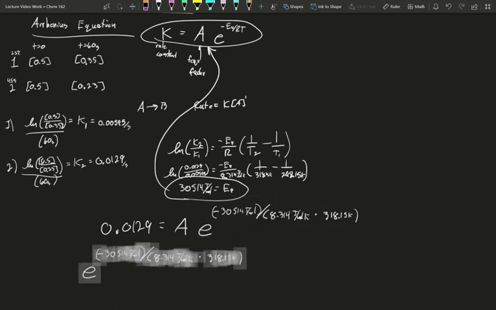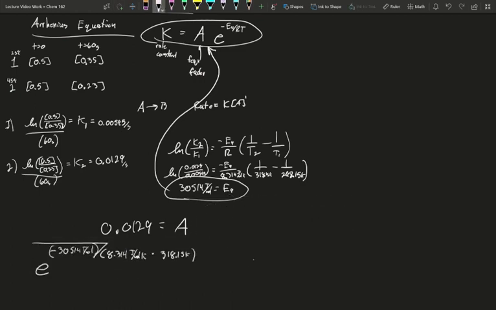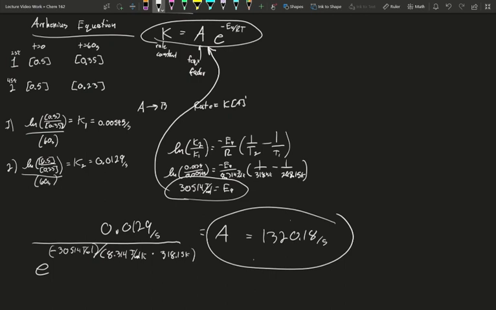Divide all this to the other side so you can solve for A. And what we'll find when we calculate this out is 1320.18, and our K would have been in per second, so this is still per second. It's a frequency. And so we can find an A value for this reaction as well.